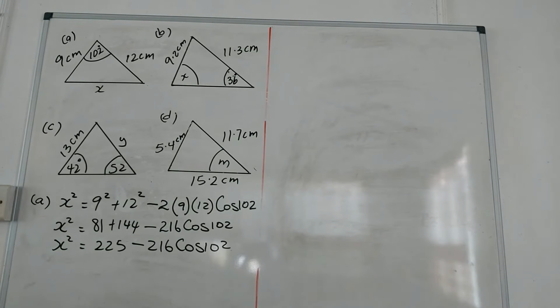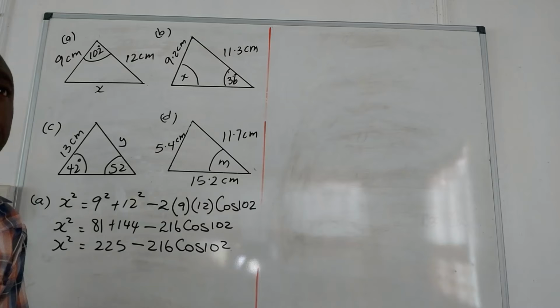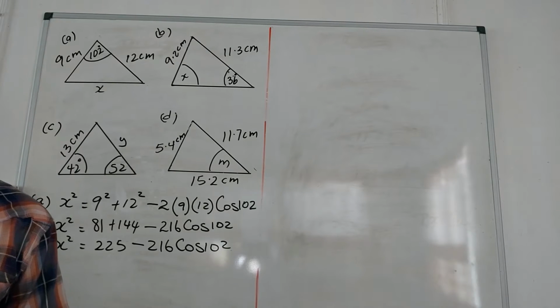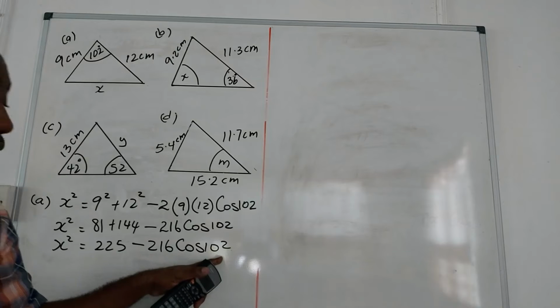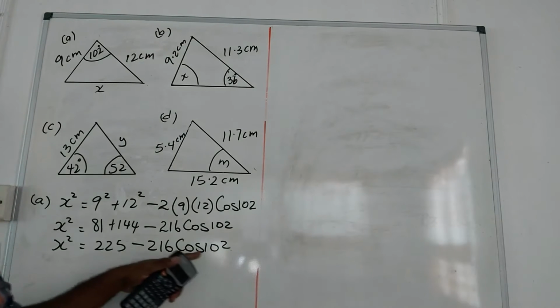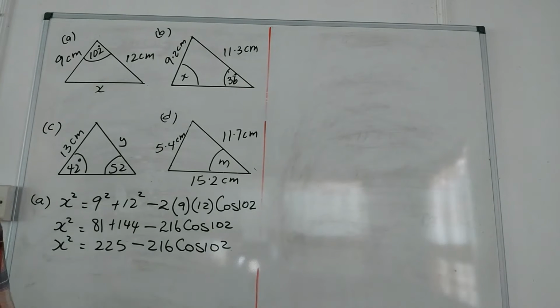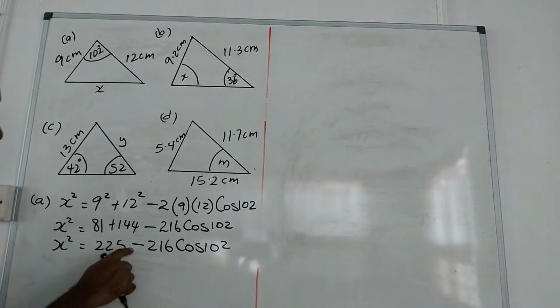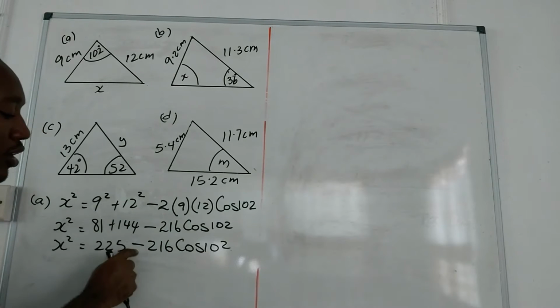Now here is something we need to remember. Remember we said that once in our last class we were working a problem and we got a negative when we were cosing, and we said once we cos a negative we will have an obtuse angle. So here 102 is an obtuse angle. So when we find the cos of 102, that will give us a negative. So what happens when a negative times a negative, it will become a positive.